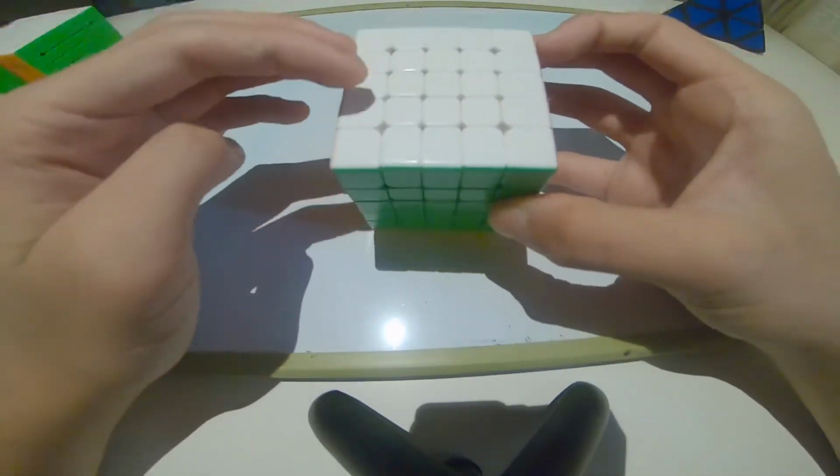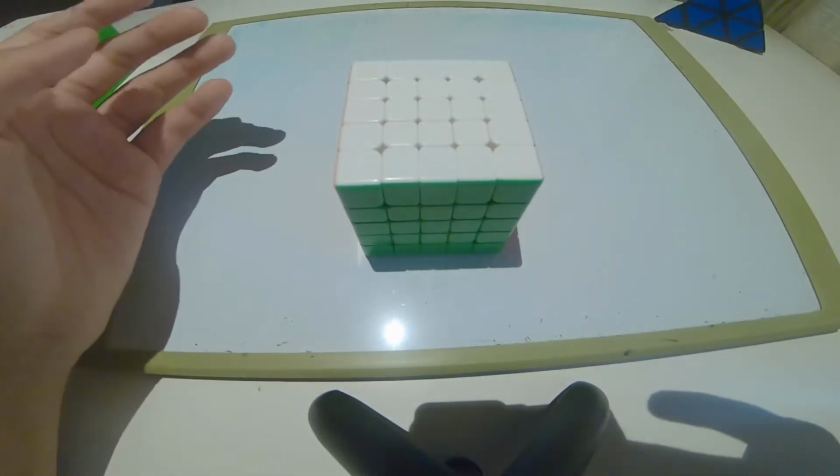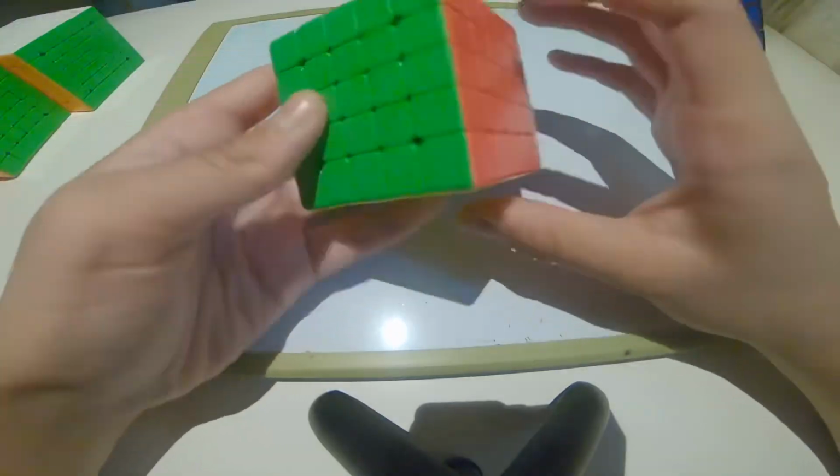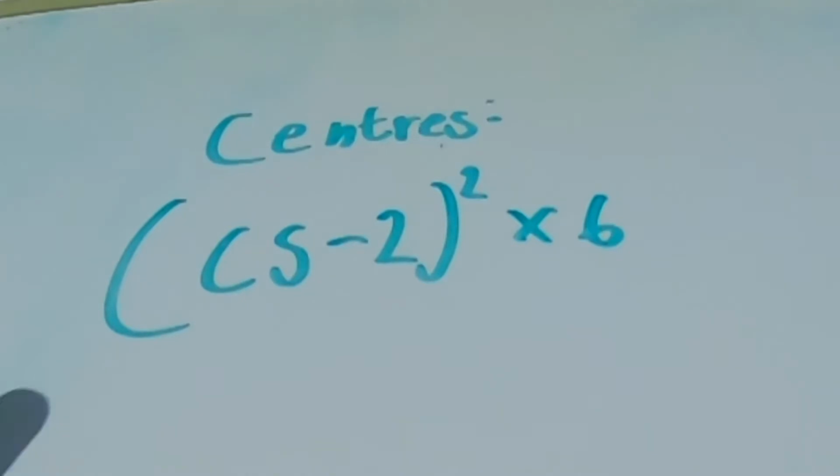But of course, these puzzles do not have one side, they have 6 sides. So what we need to do is multiply the number by 6 to include all the other 5 sides. So this is where we get our formula. Take the cube size, subtract 2, square it, and multiply it by 6.